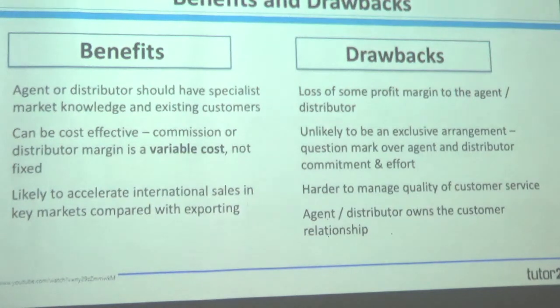So whilst you lose some of the profit margin, which you give to the agent or distributor, of course, because that's how they make their money, it can still be a fairly cost-effective way of increasing your sales into international markets.